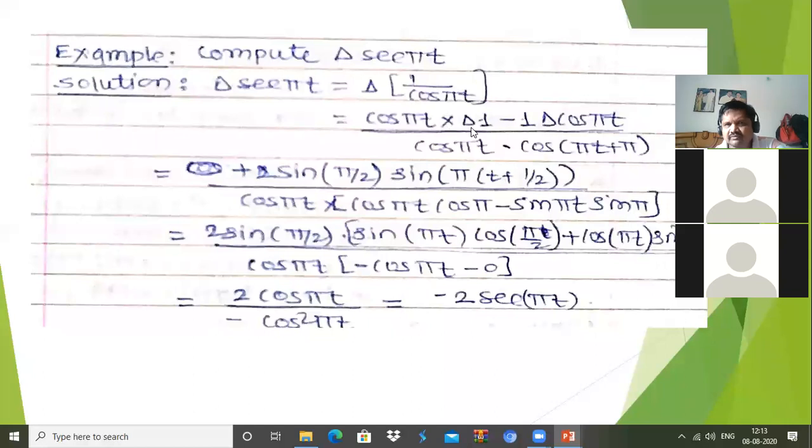Delta of u by v is denominator into delta of numerator minus numerator into delta of denominator, whole divided by denominator and shift of denominator. So this becomes cos pi t into delta of 1 minus 1 into delta of cos pi t, divided by cos pi t into cos of pi of t plus 1. That means t is replaced by t plus 1. So this can be written as cos pi t minus delta of cos pi t.